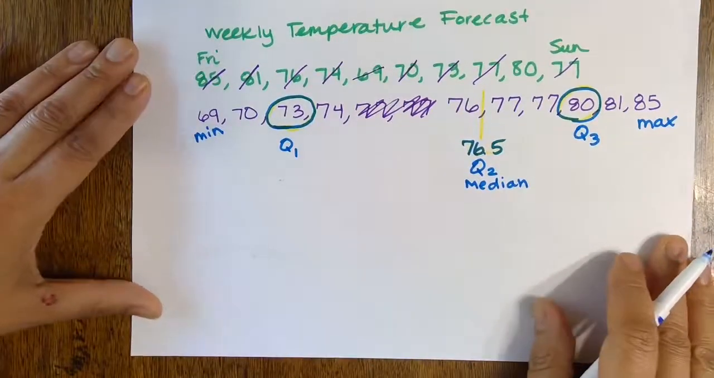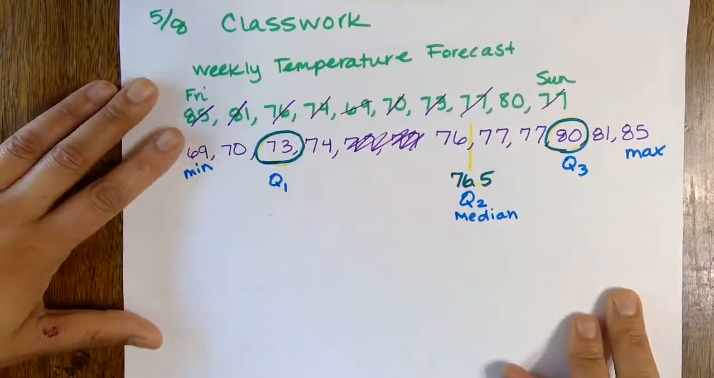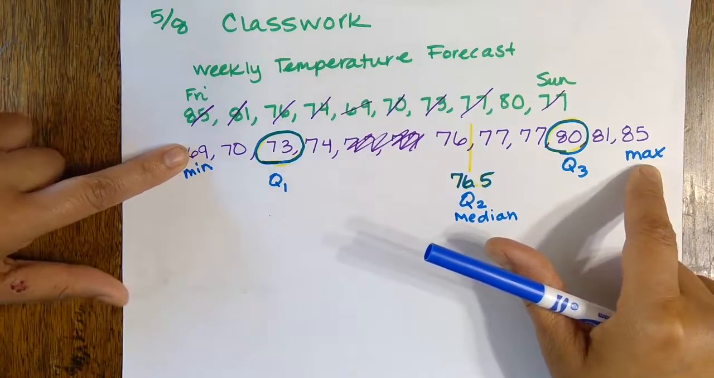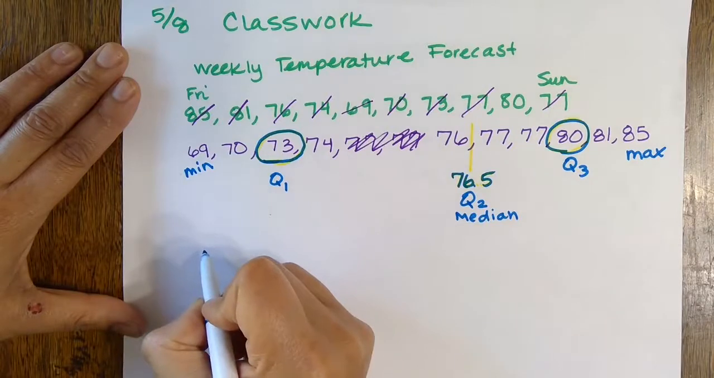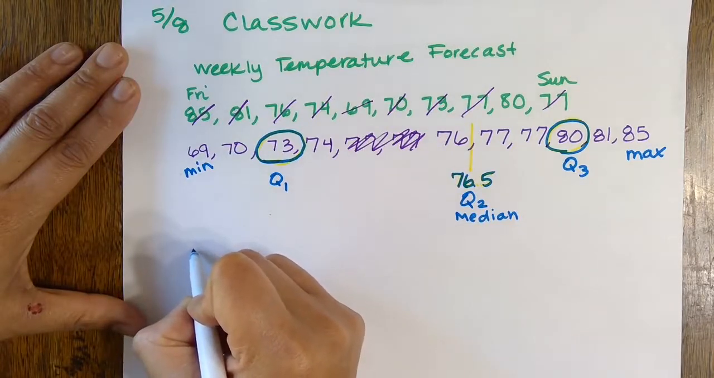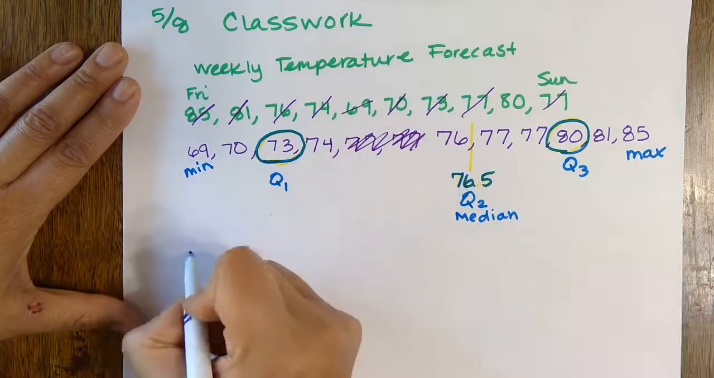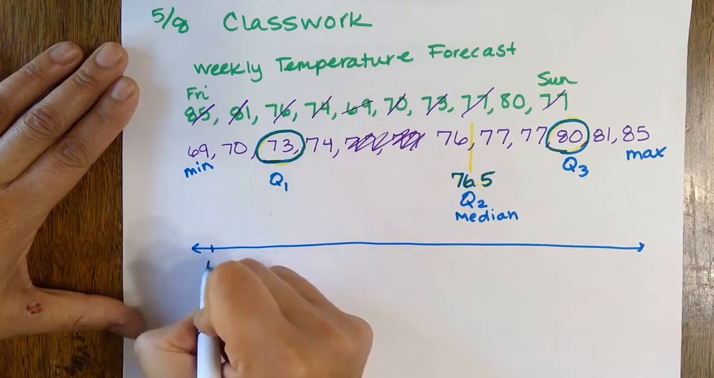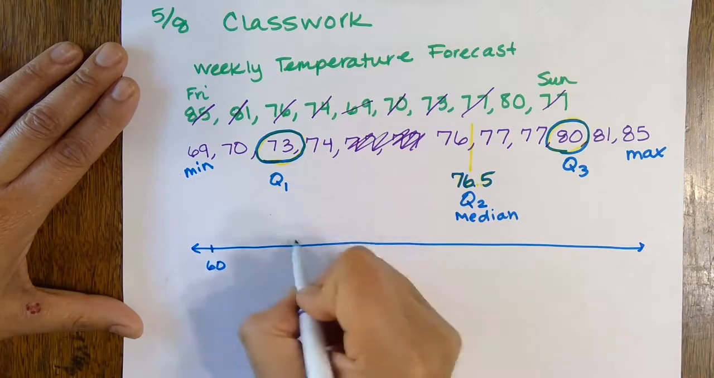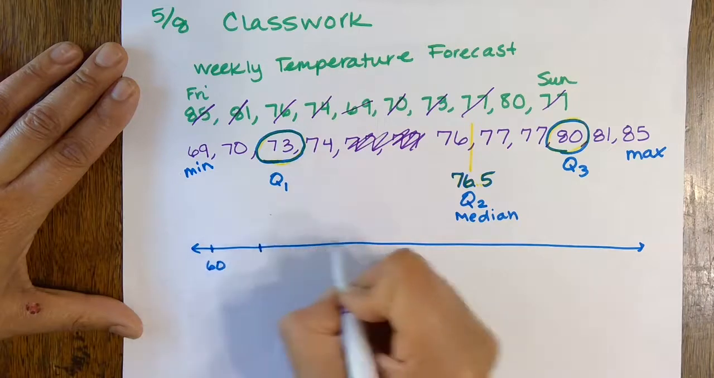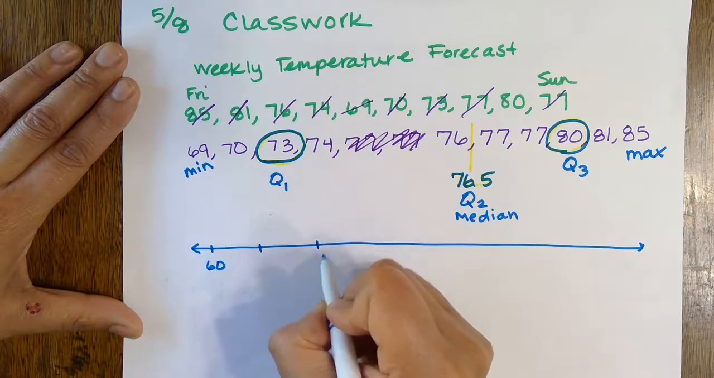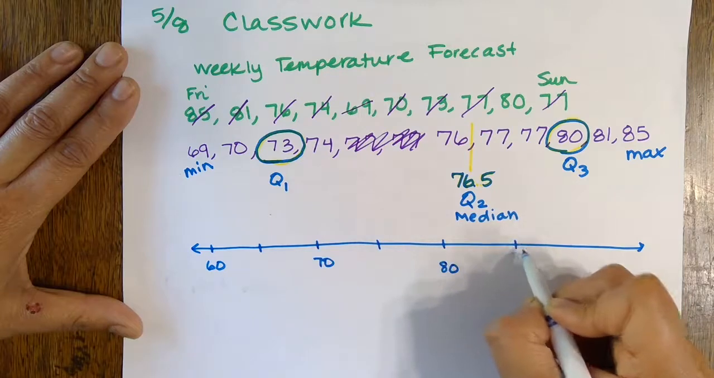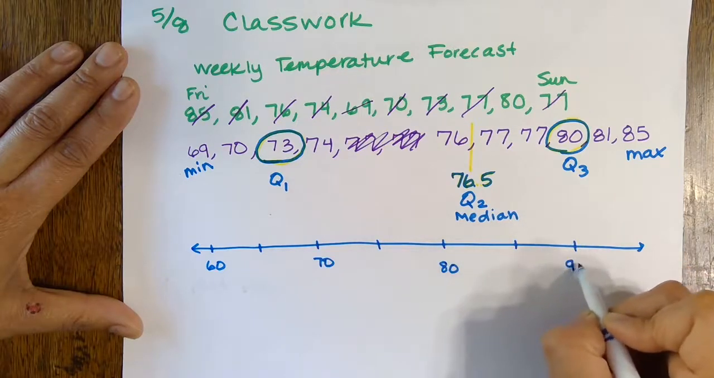All right, so let's go ahead and do a quick box plot. Now I kind of want to scale this so it's somewhat nice. It goes from 69 to 85. So 69 to 85, let's go with, I'll start at 60. Yeah, and go to 60 to 90. Okay. So let's just say this is 60, 65, 70, 75, 80, 85, 90.